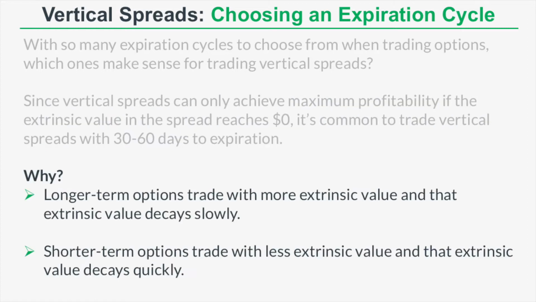Now, why is that? Well, to put it simply, longer-term options trade with more extrinsic value, and that extrinsic value decays pretty slowly. On the other hand, shorter-term options trade with less extrinsic value, and that extrinsic value tends to decay pretty quickly, especially when you're going into the last week of expiration.